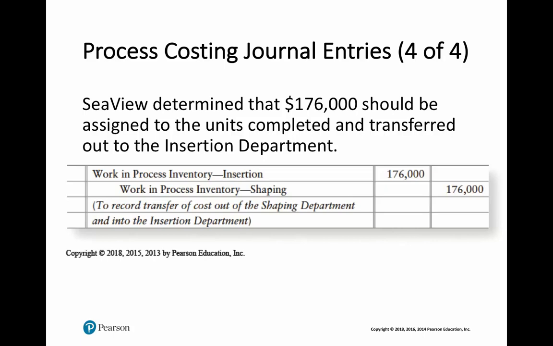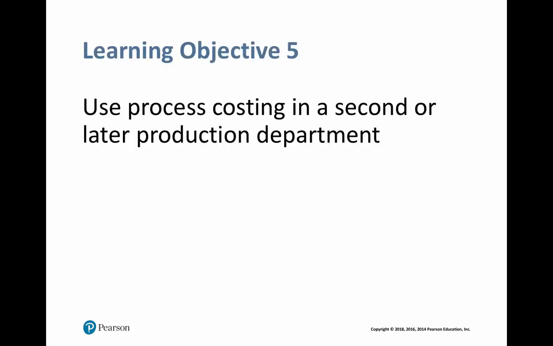And this is where it's important to make sure you have crediting the department it's leaving and debiting the department it's going into, because we have multiple work in process accounts. And that's where it's important to indicate, whether it's through a hyphen or a dash or a colon, that it's going from one work in process inventory account to the next. That way the T accounts have that flow of information, that flow of costs.